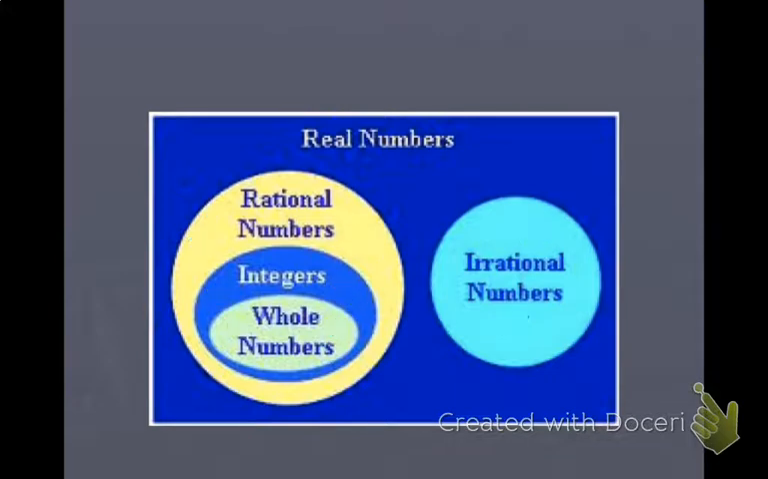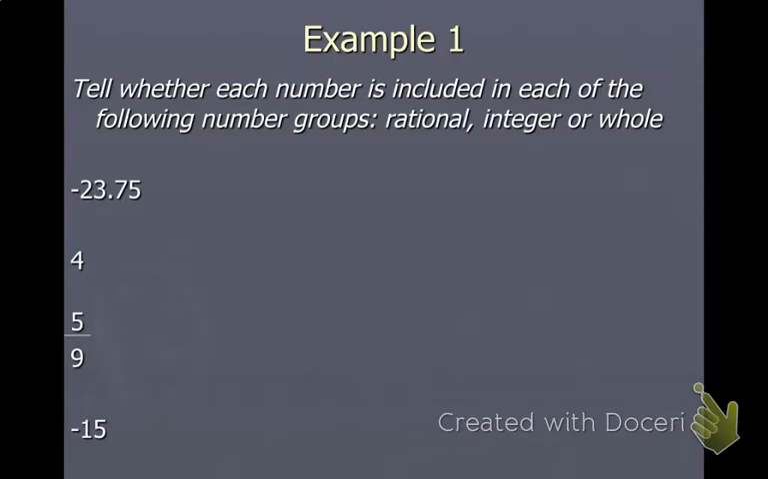In this next slide, example 1, we are going to classify or tell whether each number is included in each of the following number groups or sets. We want to know if they're rational, integer, or whole, or all of the above. So looking at the first one, a -23.75, it is a decimal, it is a terminating decimal. Even though it's negative, it's not an integer, because the integer's definition is whole numbers and their opposites, and it is not a whole number. So we would say that that is simply a rational number.